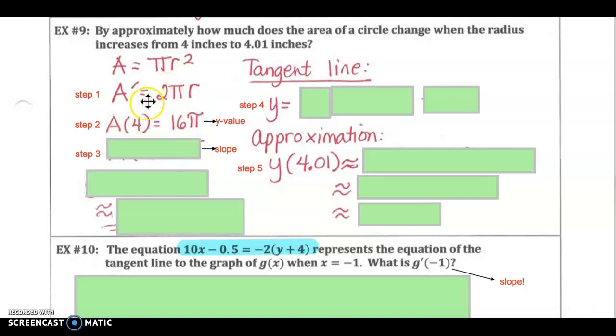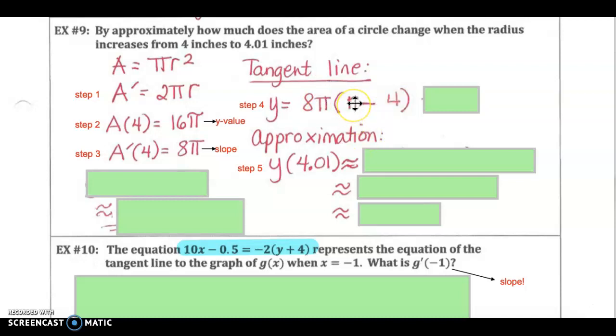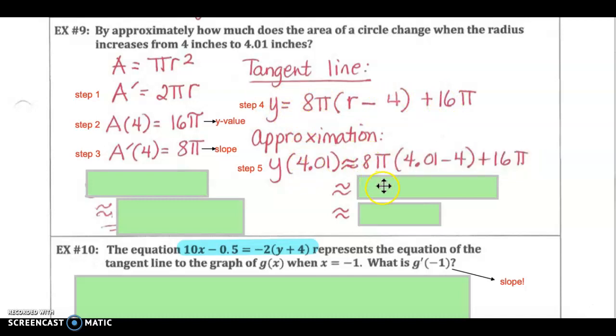To get our slope, we want to plug in 4 to our derivative. So that gives us 8 pi. And then step 4 over here, we want to write the tangent line. So it's y equals 8 pi, and then x, or this time it's r because it's radius, r minus 4, because that's our x value right there, or radius. And then we have plus 16 pi. Now we're going to use this to approximate when the radius is 4.01. So we just plug that in.